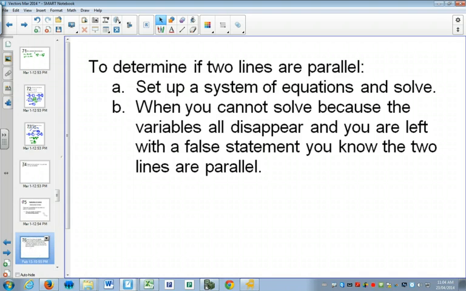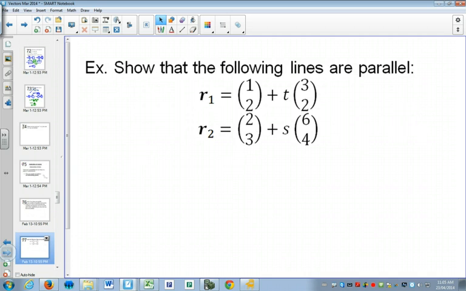So we're going to have to set up, use our parametric equations. We can set up systems of equations, solve them, and when you're solving your systems of equations, if things disappear and nothing works, because when you're solving a system of equations, you're finding the intersection point. And with parallel lines, there will be no intersection point. So when you solve them and you get a statement that's false, you'll know that the lines are parallel.